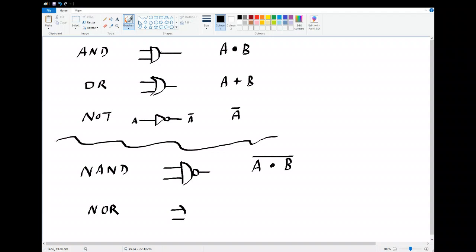Similarly for NOR, it looks like an OR gate, gets a little circle at the end for an inverter, and then we say A or B, but the line over the top makes it A NOR B.